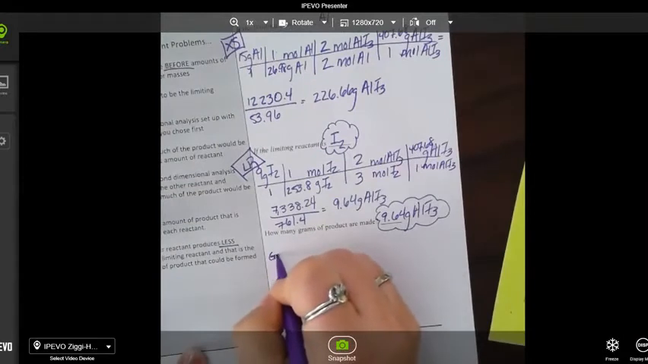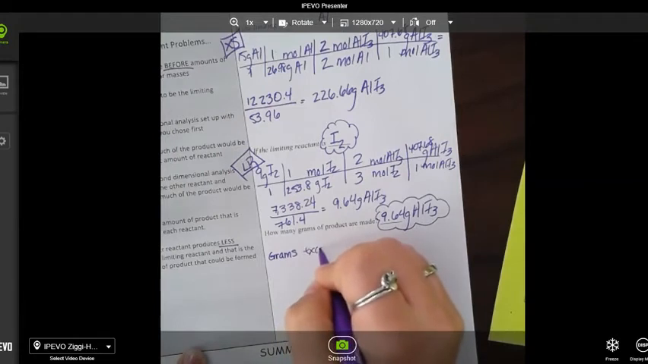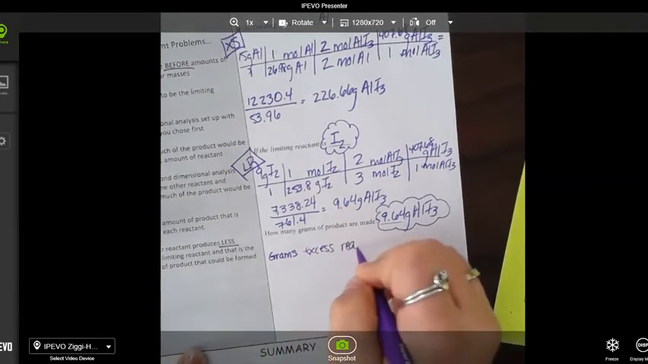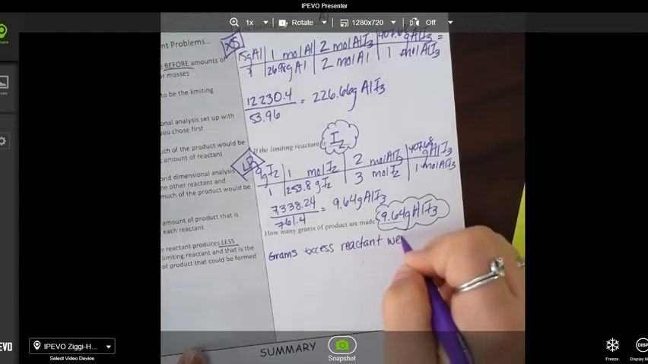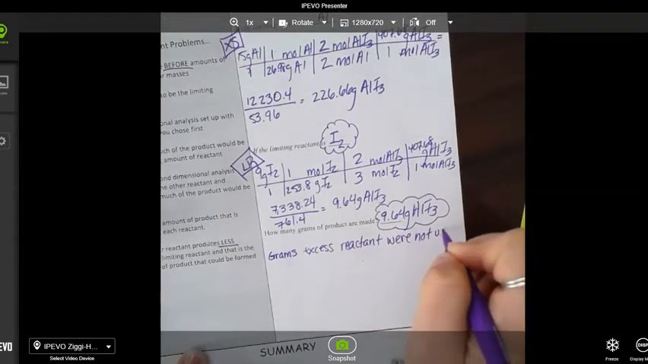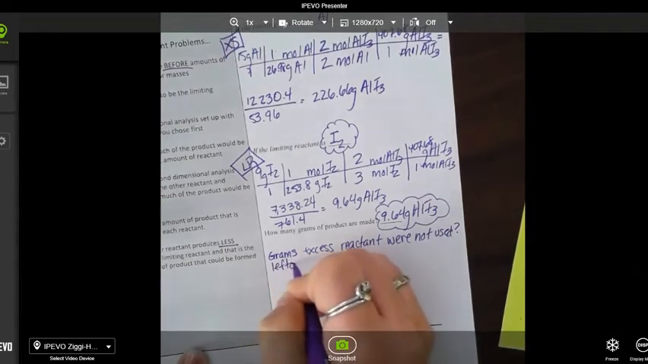excess, you might get a question that looks something like this. How many grams of excess reactant were not used? Which is basically fancy for saying how much is left over, right?